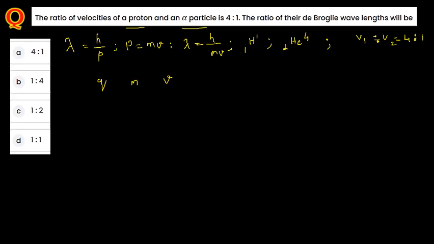Similarly, for the proton, I mention charge is 1, mass of the proton is 1, and the velocity is 4. For helium 2He4, charge is 2, and mass is the mass number. Charge is the atomic number, and the velocity ratios are given. From this, lambda is equal to h divided by mv. Here this one is lambda 1.